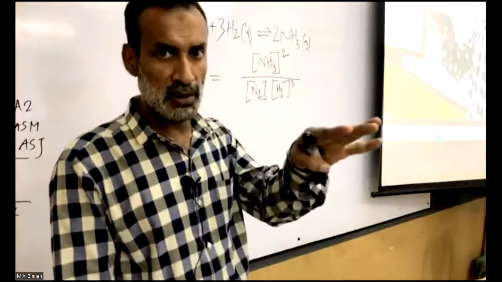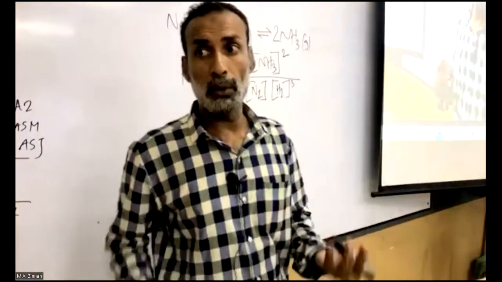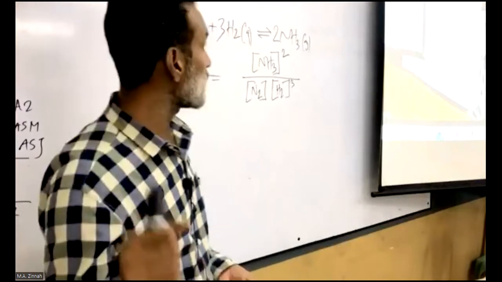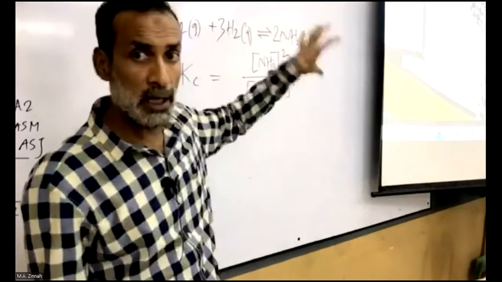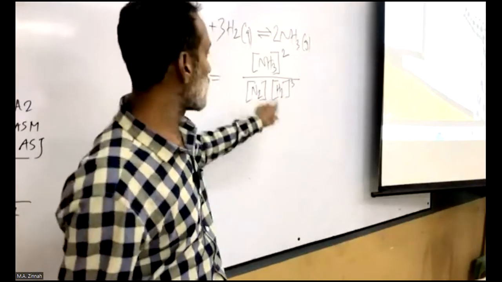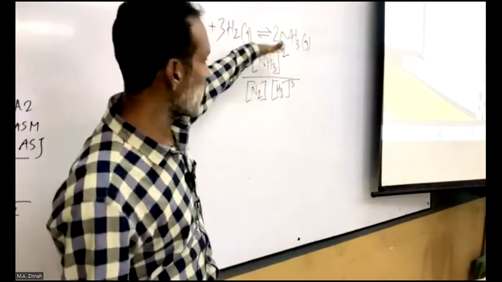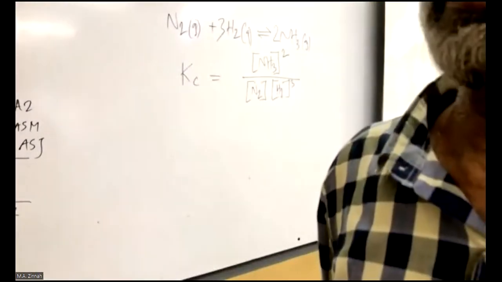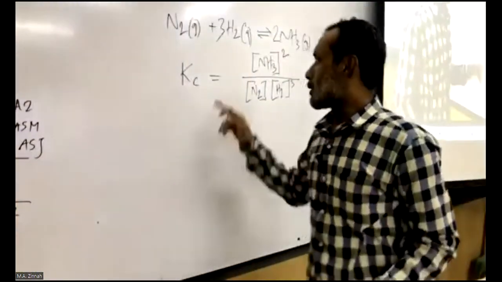Kc is very important. In the industry, when we carry out the reaction, we expect a high Kc. Kc is high when you have a large amount of product compared to the amount of reactants, because Kc is products divided by reactants. So a big value of Kc is expected. We expect that. So now how to get this?